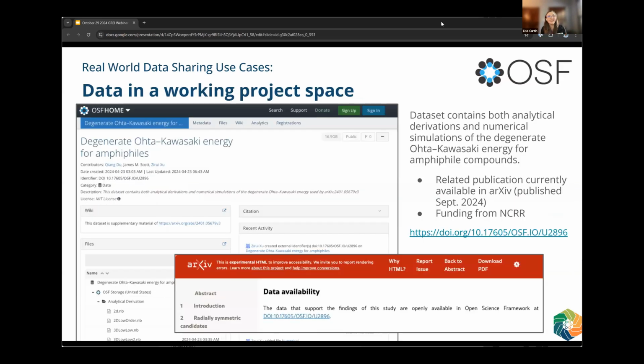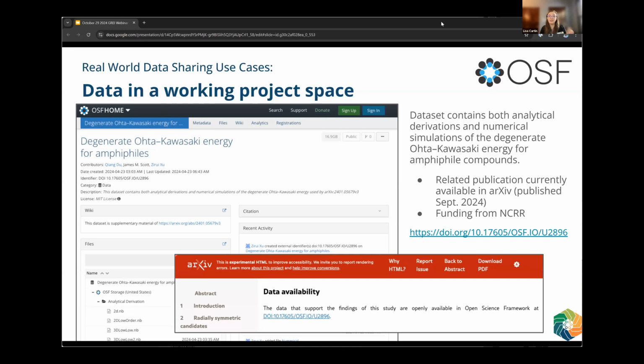Next slide, please. All right, now we're on to OSF. This is a data set containing both analysis and simulations, and it's a fairly recent one, so you can see that reflected in the fact that the publication is only an archive so far. They haven't published it anywhere because they just got it into archive, I believe, in September.